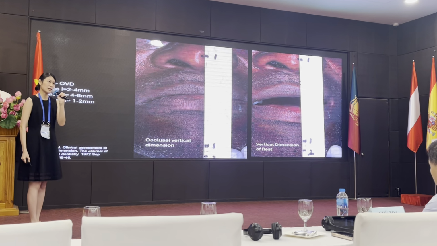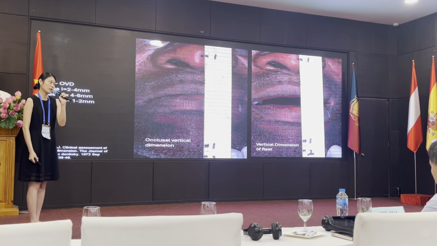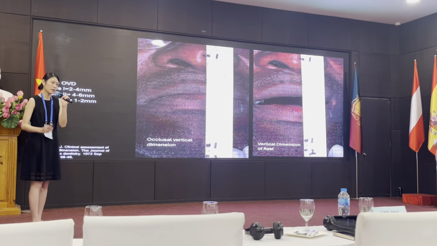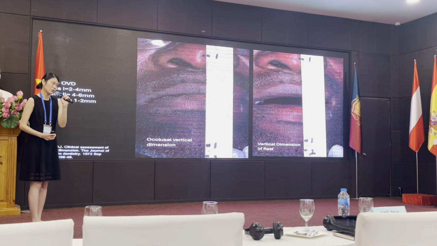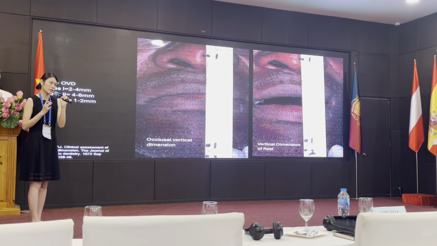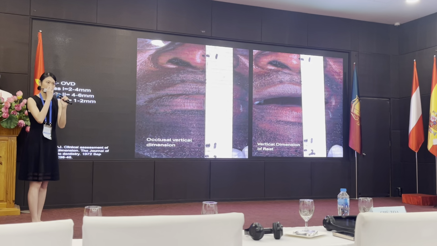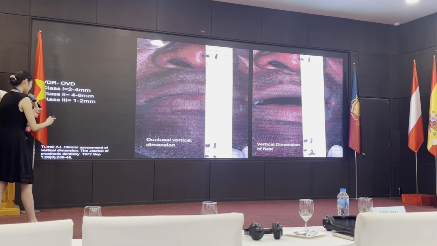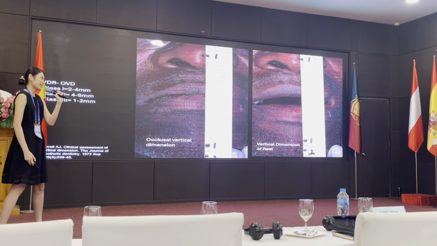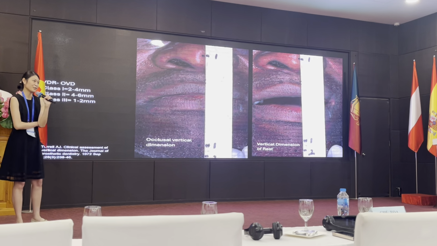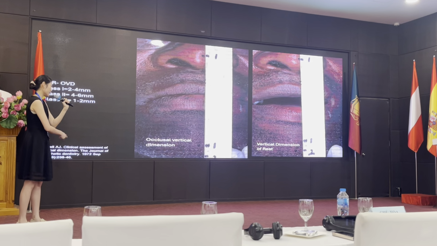And the second thing I did here was I evaluated the vertical dimension. So there are several ways you can evaluate a patient's vertical dimension. You can just look at the facial height. The lower facial height is defined as the distance between your nose and your chin. So ideally, your face should be in thirds. And also you can test the phonetics or have your patient swallow and evaluate the vertical dimension.